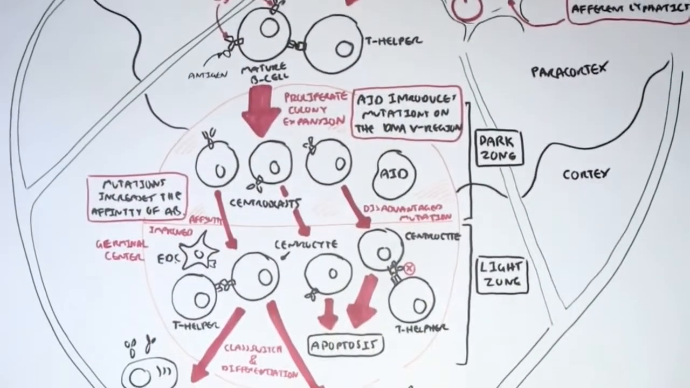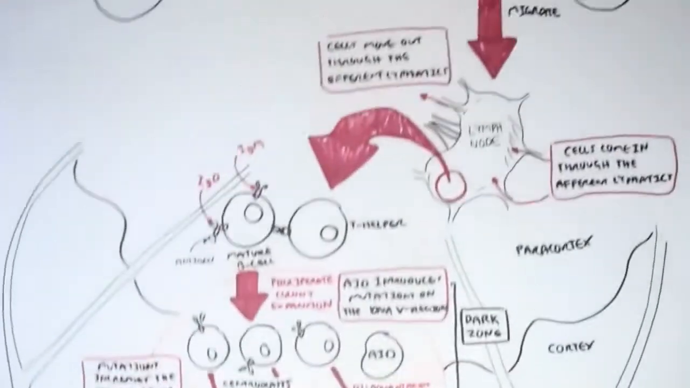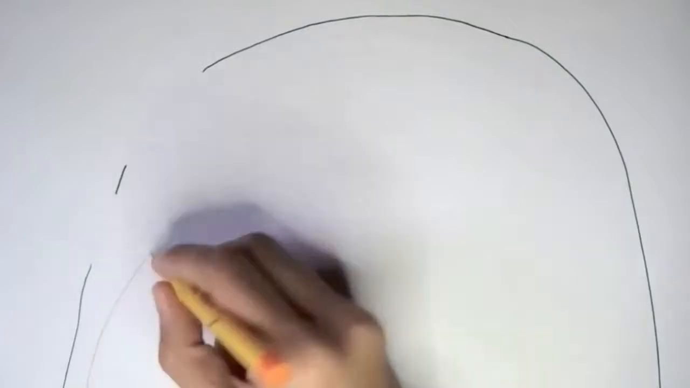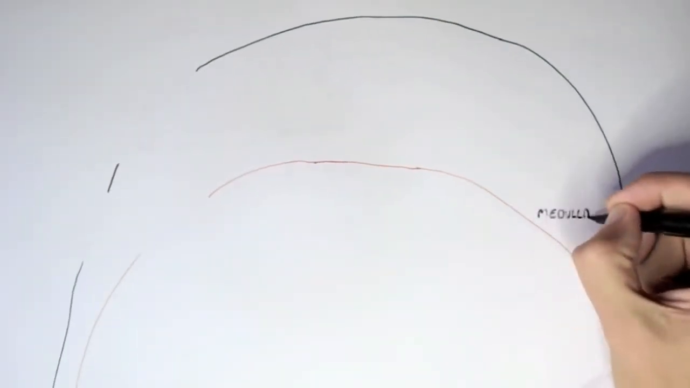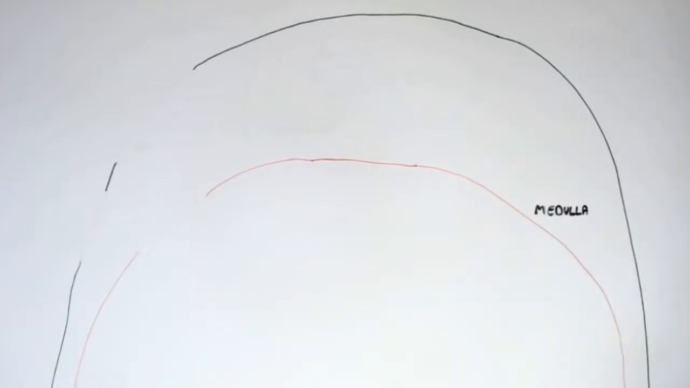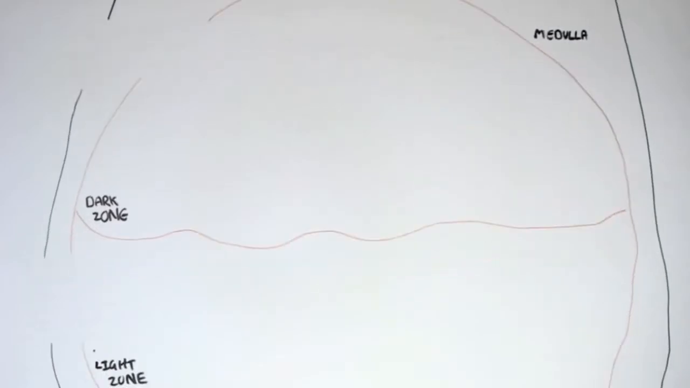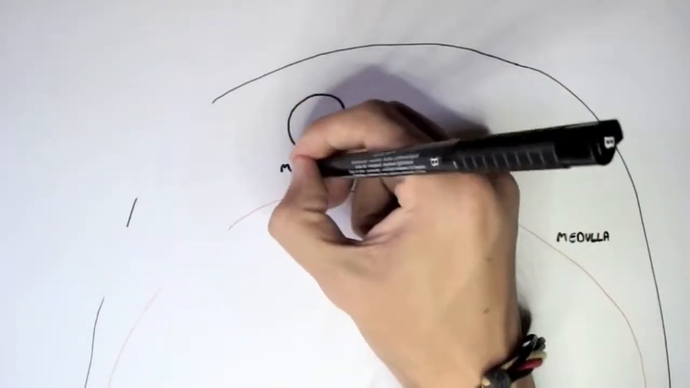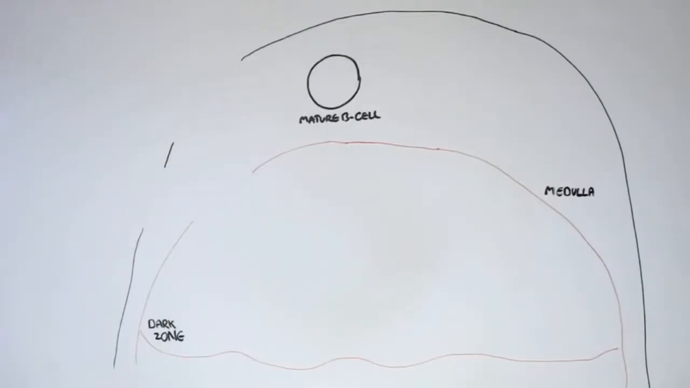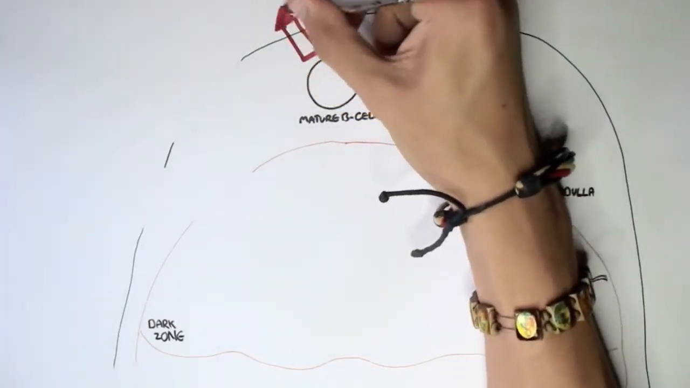Now let's look at the process of hypermutation and class switching in a bit more detail, in a bigger picture. Here is a section of the lymph node medulla, and the orange circular area is the germinal center, consisting of a dark zone and a light zone. The mature B cell is in the lymph node and expresses immunoglobulin D and immunoglobulin M antibodies.